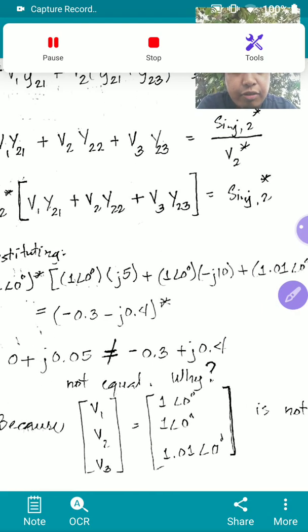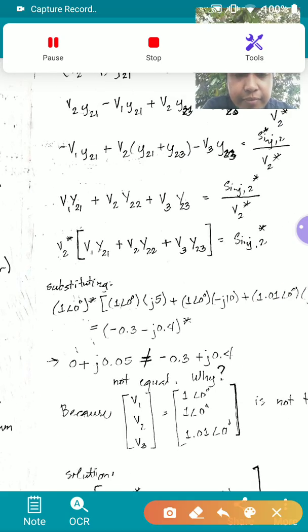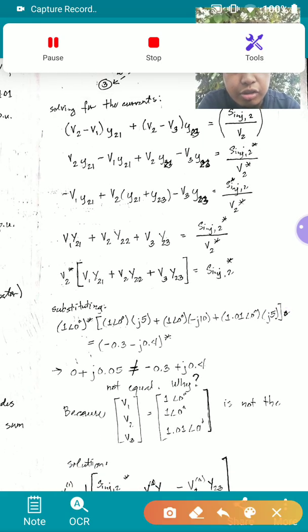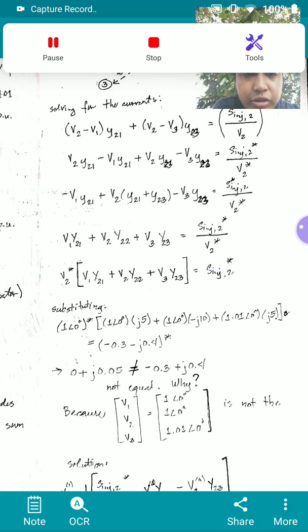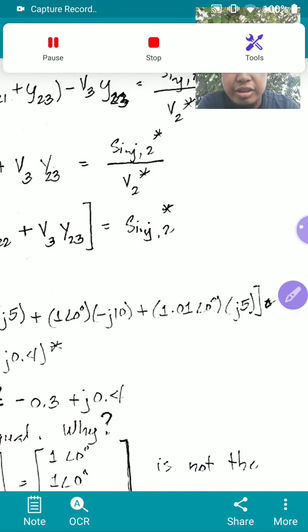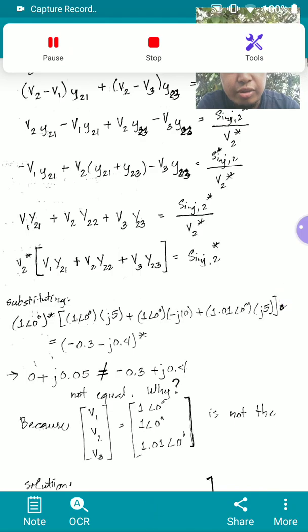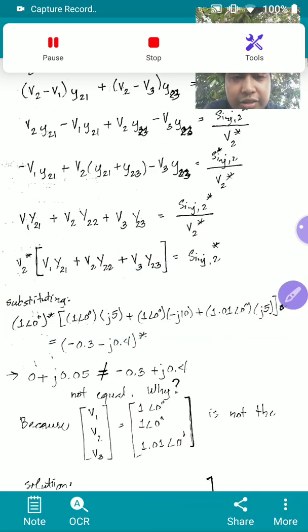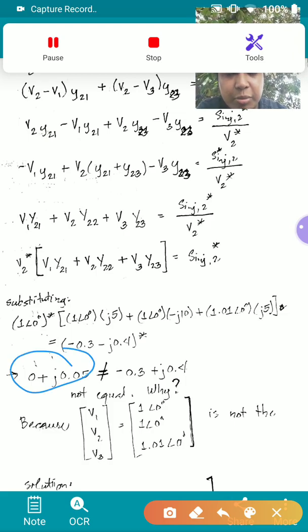Now if you solve for this one, sorry, I made a mistake, so I deleted this. This is not a conjugate, it's just an erasure. Okay, so if you solve for this equation, the top one, you'll get this formula, and that is equated to negative 0.3 plus j0.4.